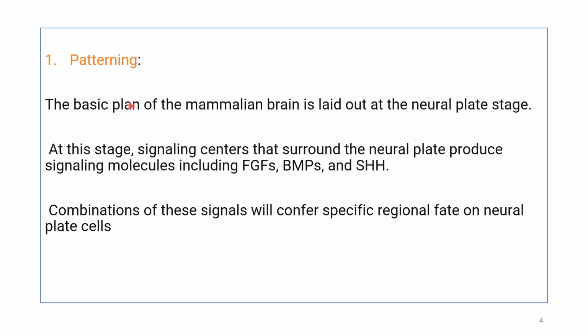First coming to patterning. The basic plan of the mammalian brain is laid out at the neural plate stage only. At this stage, signaling centers that surround the neural plate produce some signaling molecules. Some are FGFs, BMPs and SHH. The combinations of these signals will confer specific regional fate on the neural plate cells.